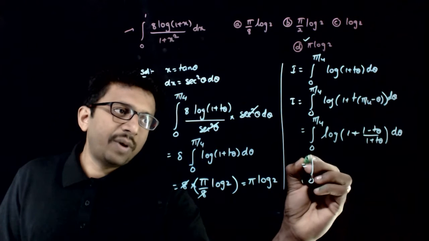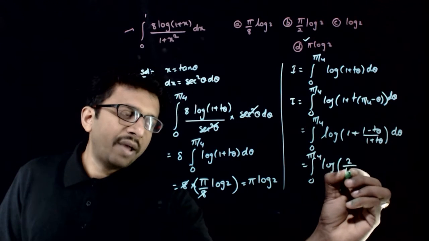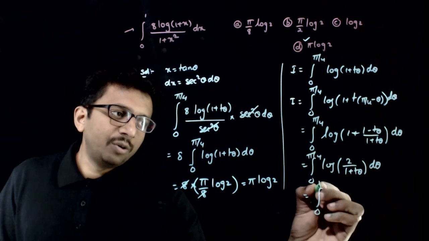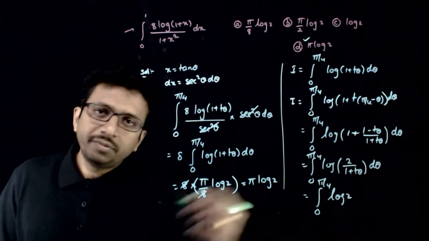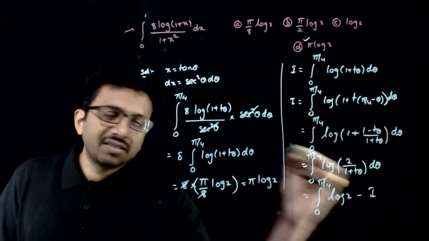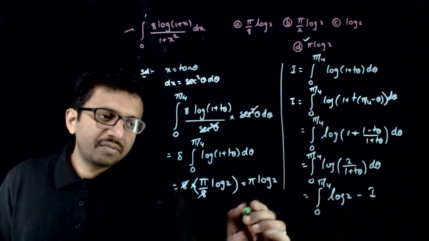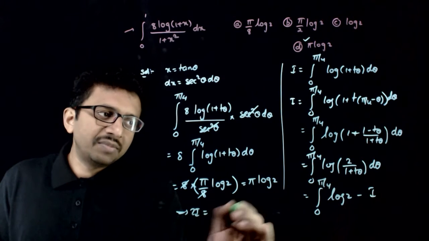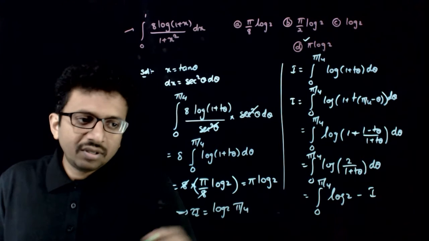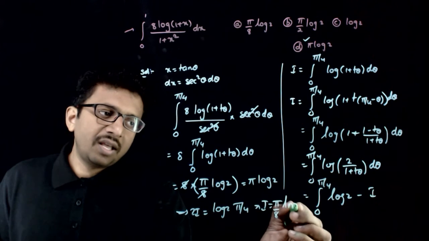That is equal to the integral from 0 to π/4 of log of, if you take the LCM, 2/(1 + tan θ) dθ. That is equal to the integral from 0 to π/4 of log 2 − log(1 + tan θ) dθ, which is the same as I. So I is equal to this minus I. So 2I becomes the integral from 0 to π/4 of log 2 dθ, which is log 2 times π/4. So I is equal to π/8 times ln 2.